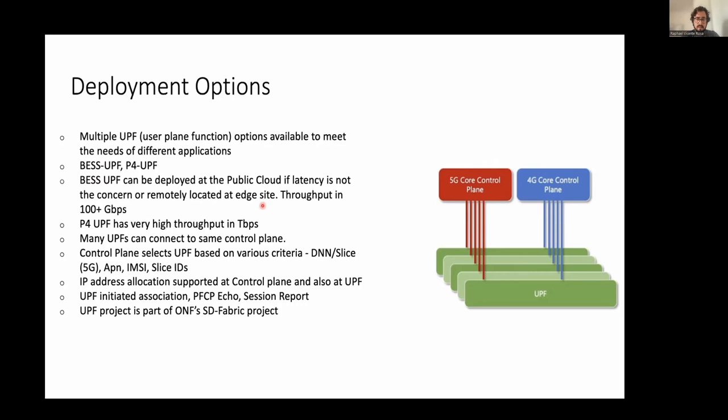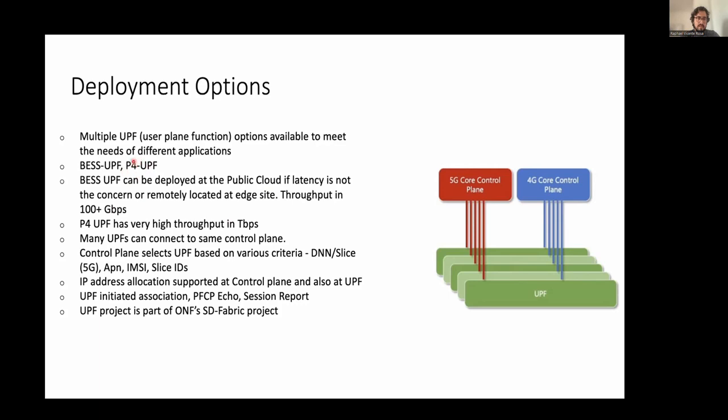The point of this UPF is that, as long as latency is not a concern, it means that this UPF could make the functionality available for this kind of bandwidth, deployed, for instance, in the edge cloud or in the public cloud itself.